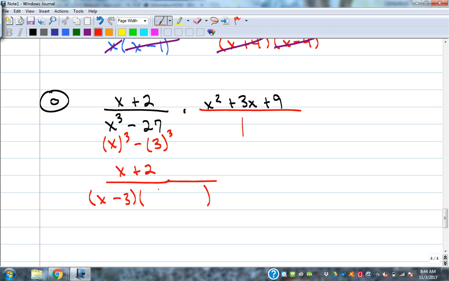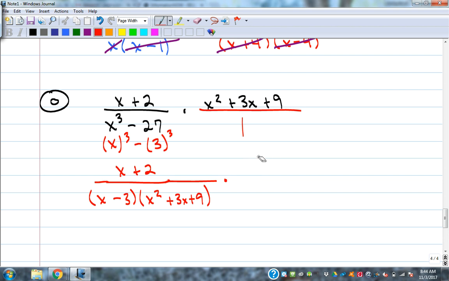X minus 3 plus 9. Good. All right. Always it's a memorized pattern, guys. There's really not a method to it. It's a memorized pattern.